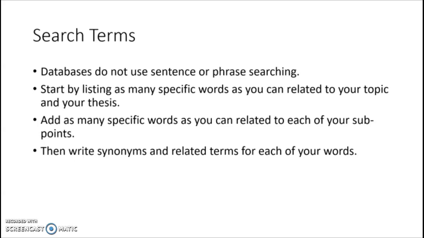So, we want to start by listing as many specific words as we can which are related to the topic and the thesis, and then adding as many specific words as we can think of related to each of our possible subpoints for our thesis. And then we want to write synonyms and related words for each of those terms on our brainstormed list.